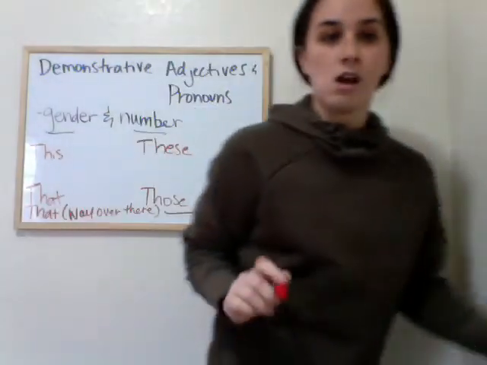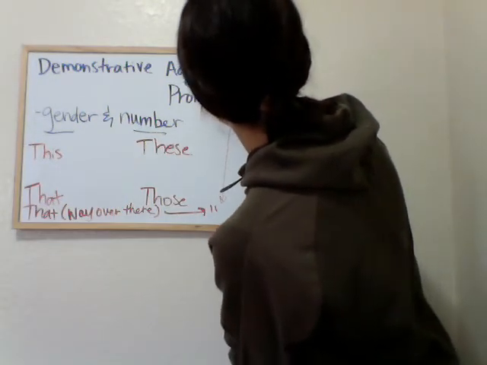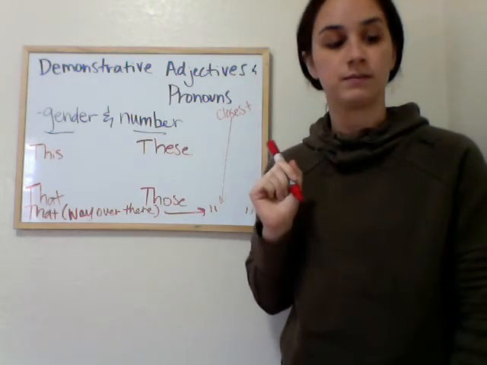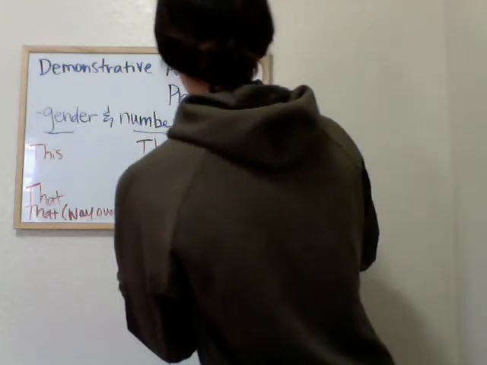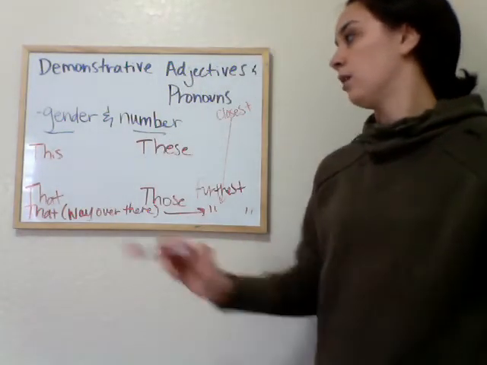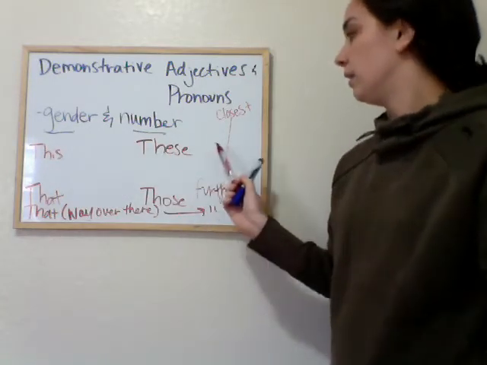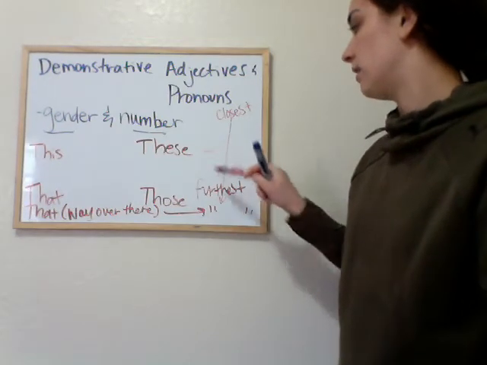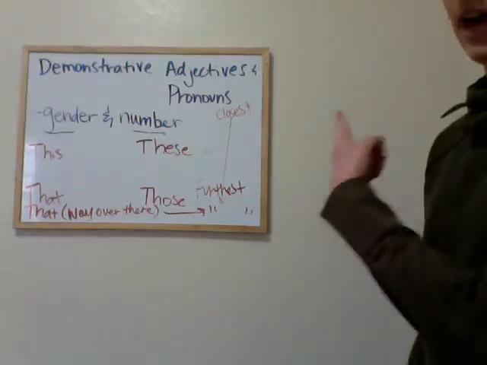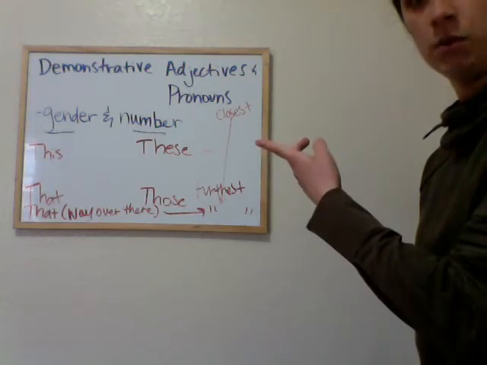Okay? So these go from closest, like this pen, it's right here, all the way to furthest. So this pen, these pens, then we go to next to that and those, that board, those letters on the board.